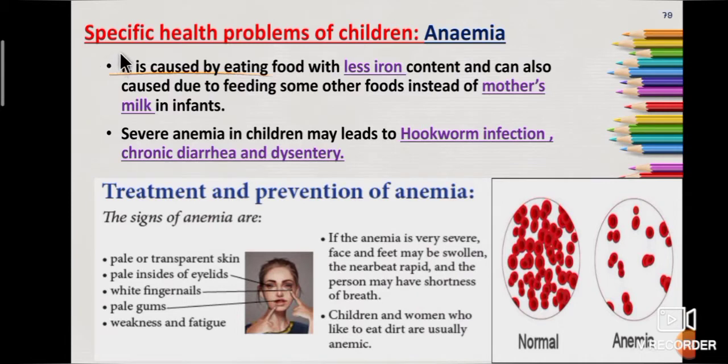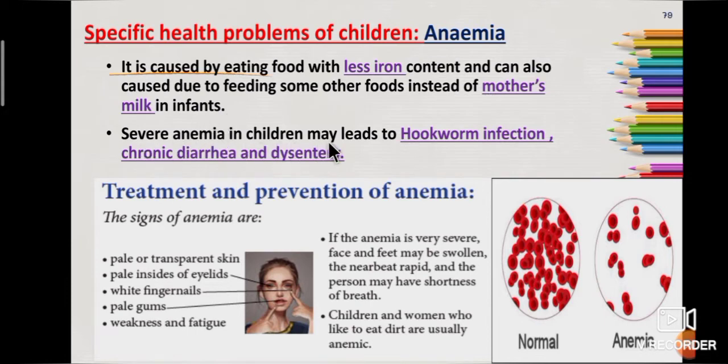Now we will see specific health problems of children. Most of the children are affected by anemia. It is caused by eating food with less iron content and can also be caused by feeding some other foods instead of mother's milk in infants.